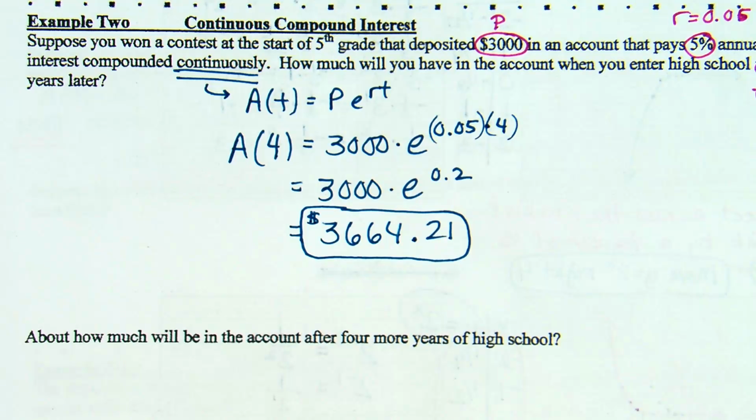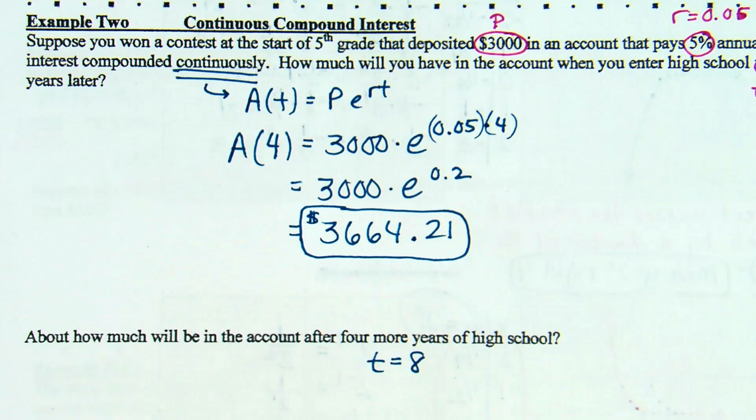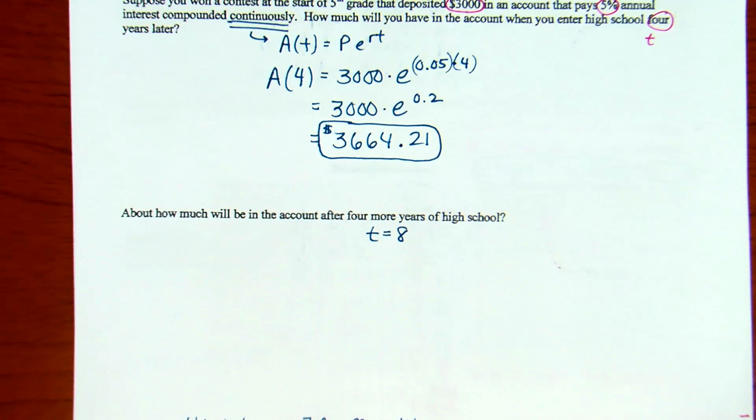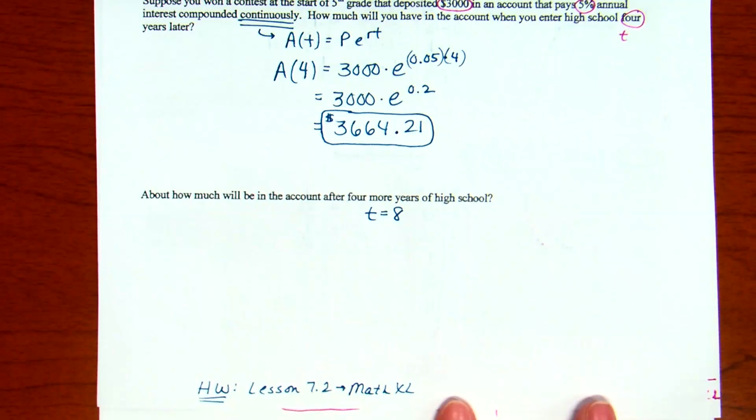Okay. Your homework is lesson 7-2 in MathXL. Get it done for tomorrow. We haven't had that happen a lot lately where it is due the next day. So get it done for tomorrow. Yes? Can I what? I can try. Your calculator is different, but I will definitely help you figure it out.